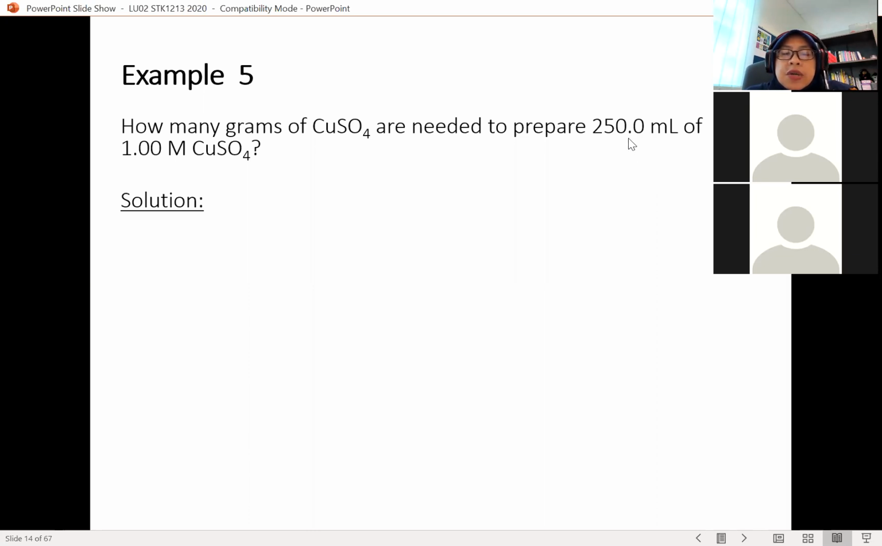Okay, so you have volume and you have molarity. From there, you can find the mole. From the mole, you can use formula mass to find the mass of copper sulfate. Okay, anyone got the answer yet? You can type it in the chat box.